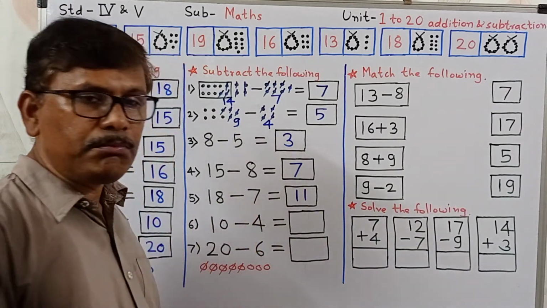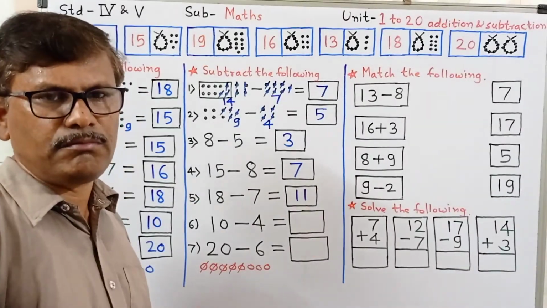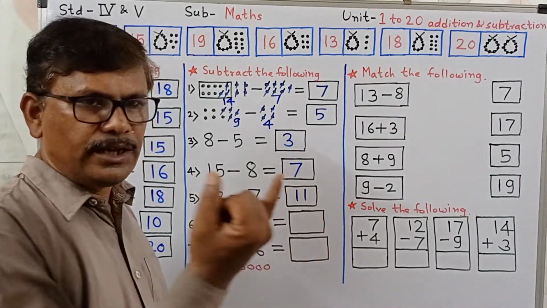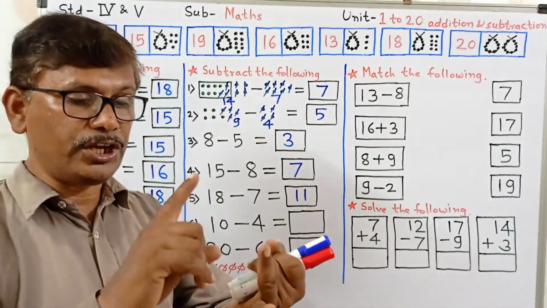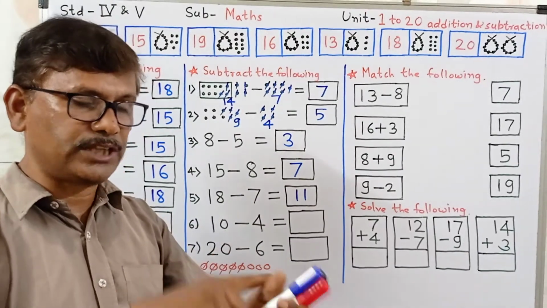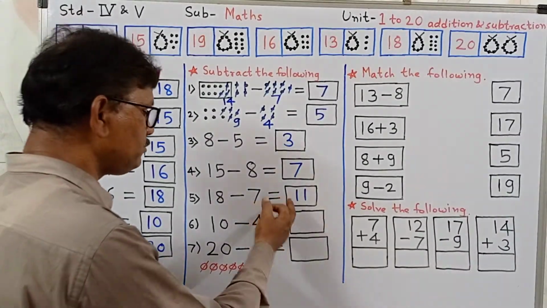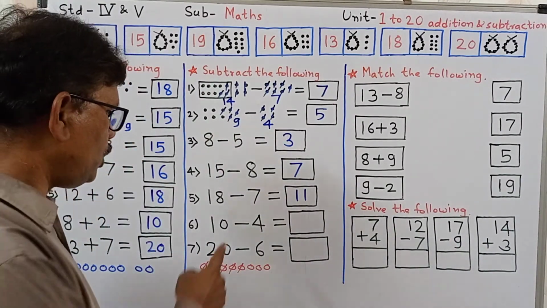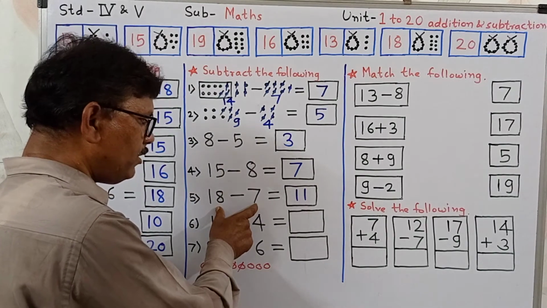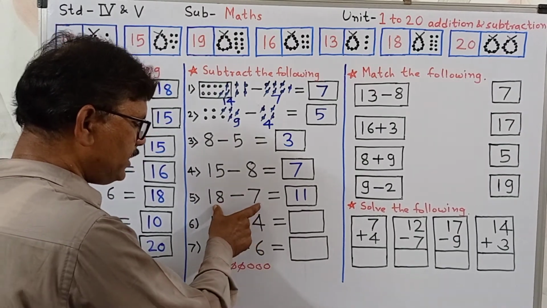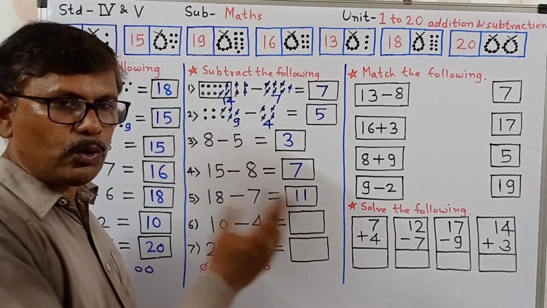Now count from 7 to 18. It's a very lengthy method: 8, 9, 10, 11, 12, 13, 14, 15, 16, 17, 18 means 11. Understood? This type. So which is the easy method for this type? The easy method is to count down.